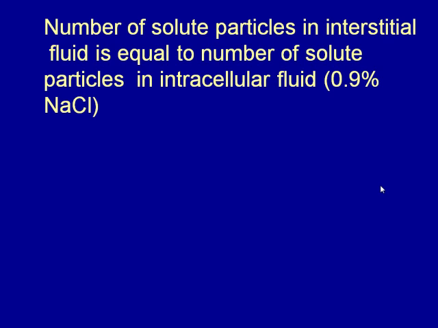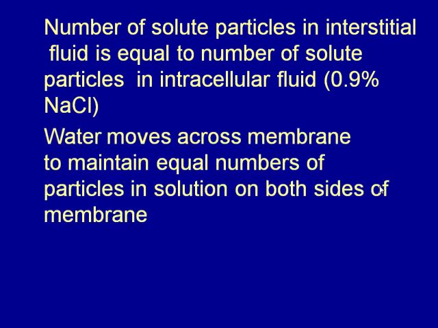Now, in interstitial fluid, we have to have the same number of particles in solution as we have in the intracellular fluid. That's part of Mother Nature's inequality. Now, it turns out that a 9/10% solution of sodium chloride has the appropriate number of particles. This does not mean that the solution inside the cell is 9/10% sodium chloride, or the solution outside the cell is 9/10% sodium chloride, just that that's the same number of particles. So water is going to move across the cell membrane to help maintain those numbers of particles in equality on both sides of the membrane.